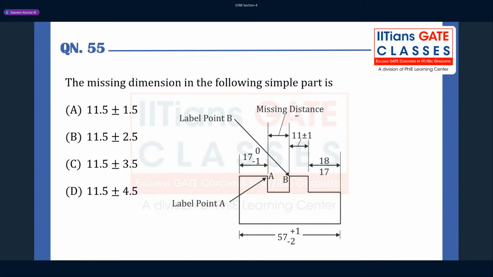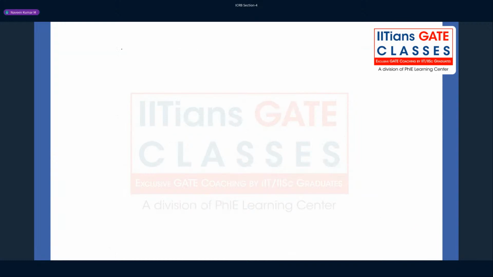So they're asking this distance, right? So what is the maximum? This is 57, right? Here max is 57 plus 1, that is 58, and minimum is 57 minus 2, that is 55. Very good. So for all the things we'll write maximum dimension and minimum dimension.